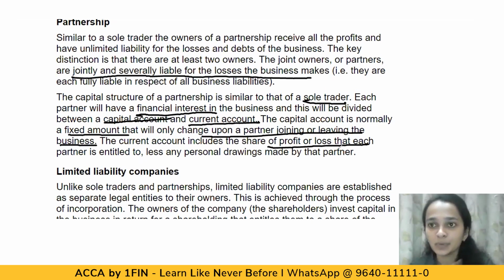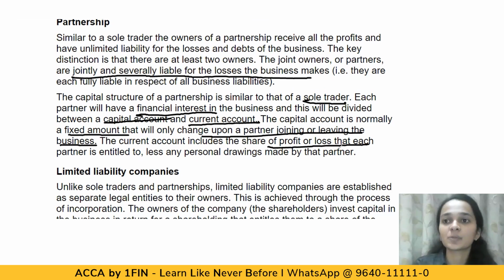So as I told you, capital account is the amount which is brought in by the partner, and will be touched upon only if he is leaving the firm or a new partner is joining in. However, current account is where all the profit and loss adjustments with respect to the partner are made.